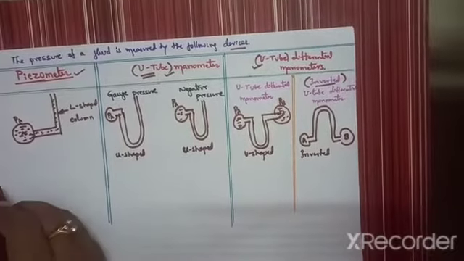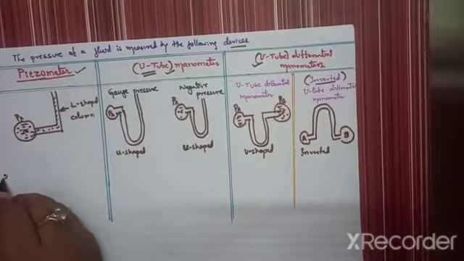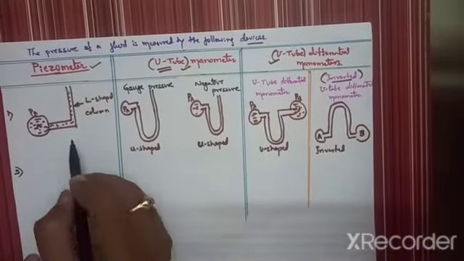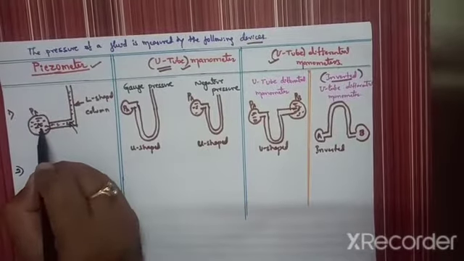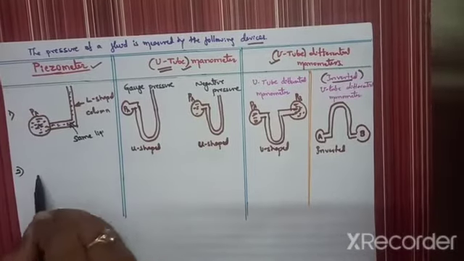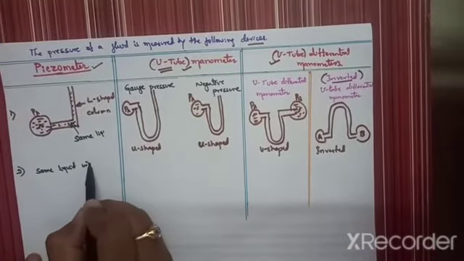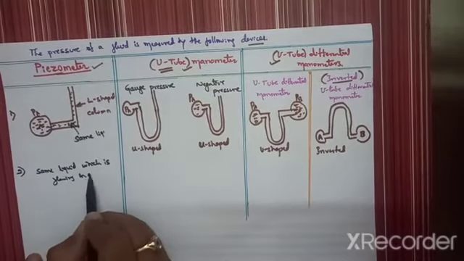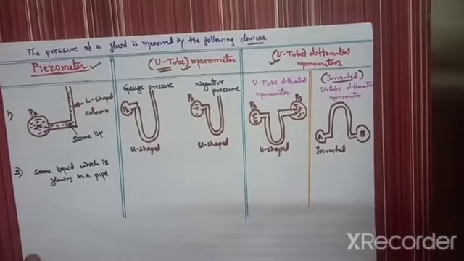And the second point we need to understand is that in the piezometer, the type of fluid used in the L-shaped tube is the same as the liquid which is flowing in the pipe. It is the same liquid which is flowing in the pipe. That is the piezometer.